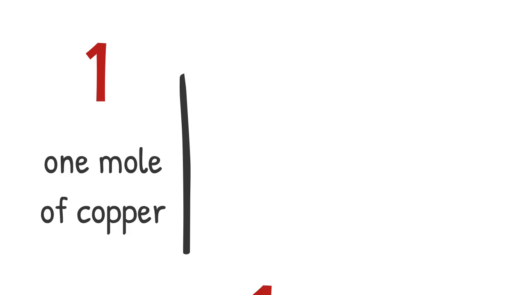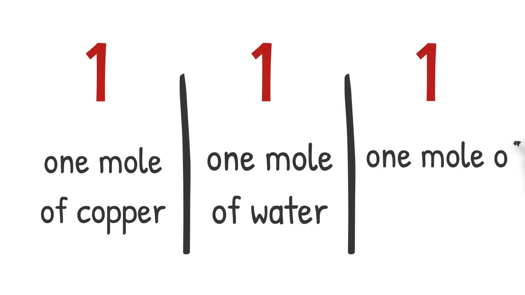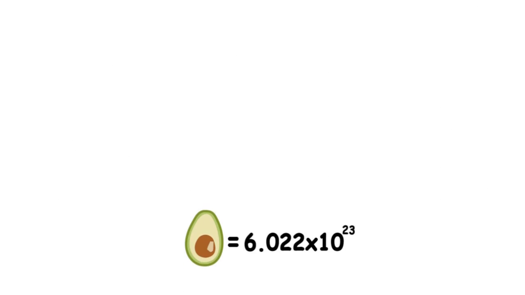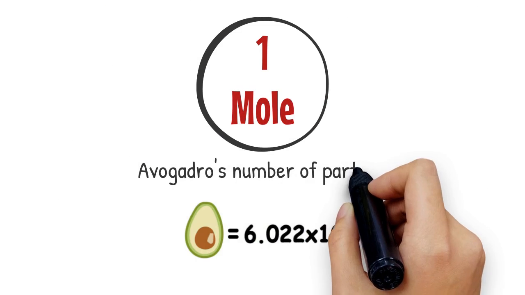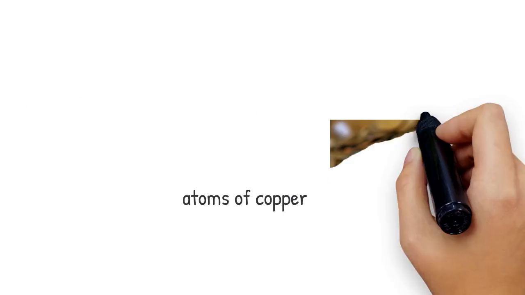Notice that 1 mole of copper has the same number of particles as 1 mole of water, the same number of particles as 1 mole of sodium chloride. They all have 6.02 × 10^23 particles in each 1 mole.